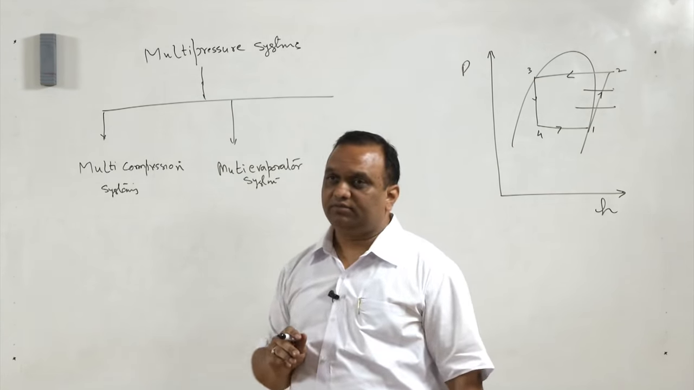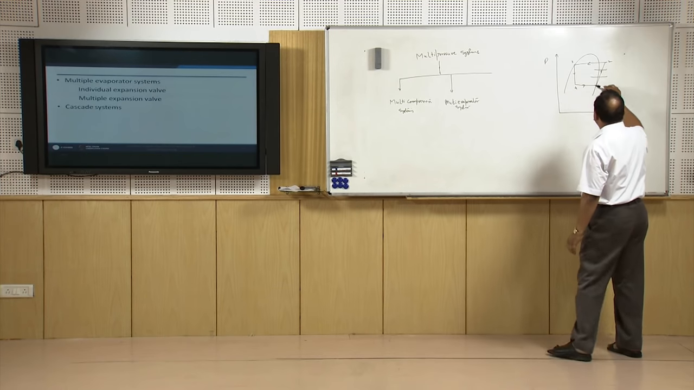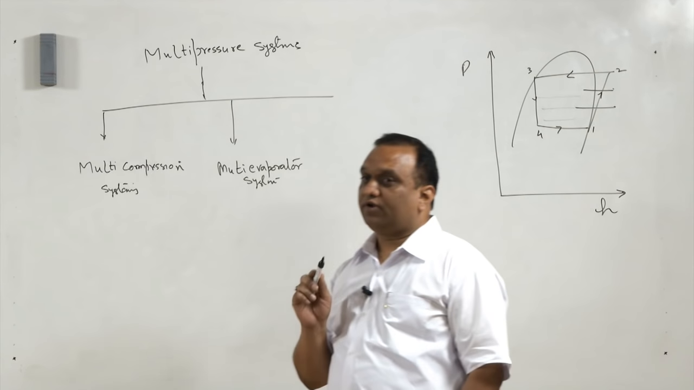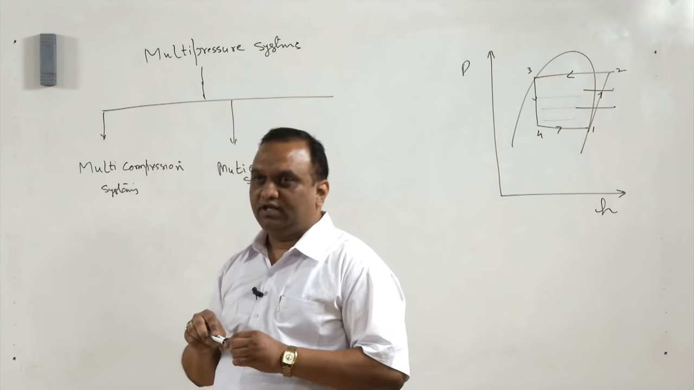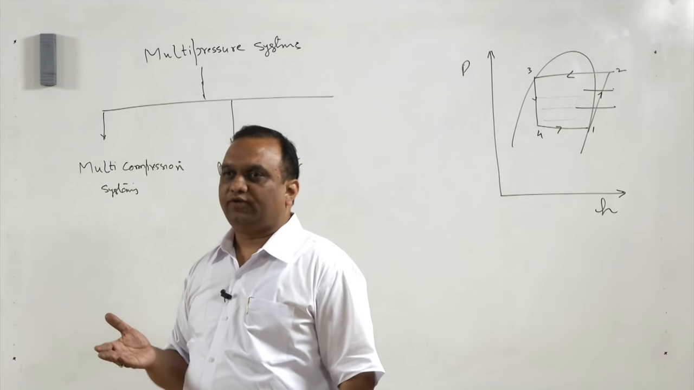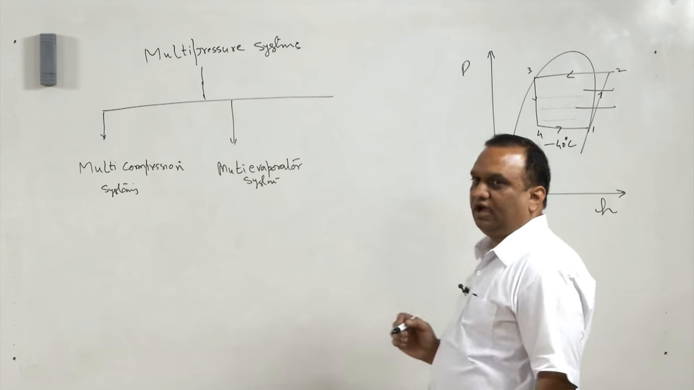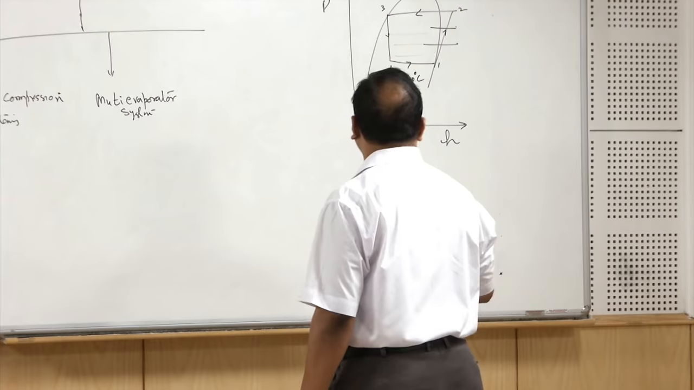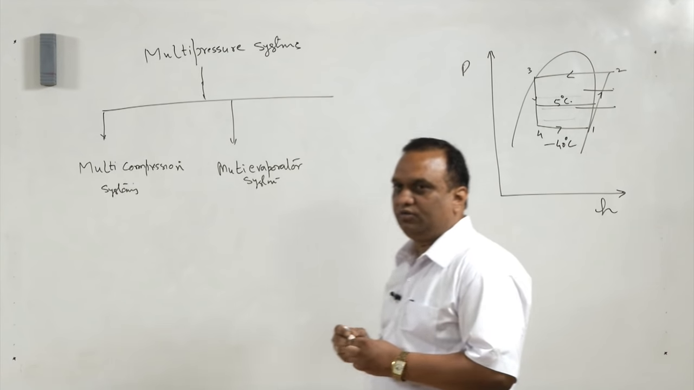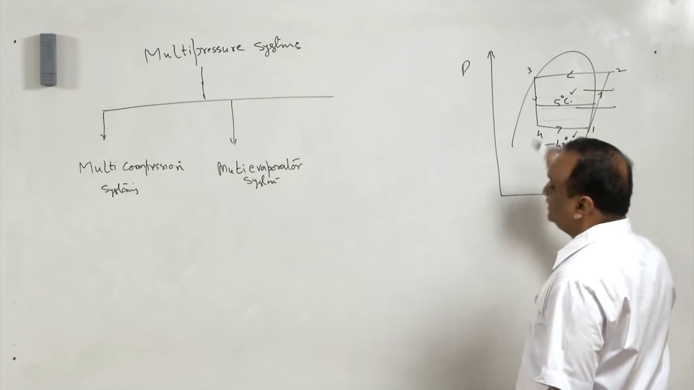In a multi-evaporator system, there may be one compressor, right? For compression there may be one compressor, but there are a number of evaporators. Instead of having one evaporator, there are a number of evaporators evaporating at different temperatures. Now, the benefit of this system is, suppose I want a deep freezer for preservation, let us say at minus 40 degrees centigrade, and I want a freezer also at, let us say, 5 degrees centigrade to keep things. At these two temperatures, if I have a simple system, it is difficult to operate.